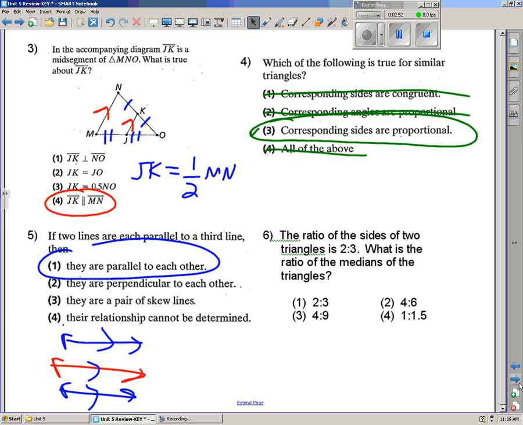The ratio of the sides, if we're dealing with sides, it's a segment, is 2 to 3. What's the ratio of the medians? Well, the medians are just segments, which means it's going to be the exact same thing as the sides. And there's your answer, 2 to 3 as well.